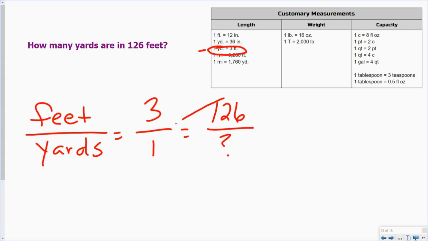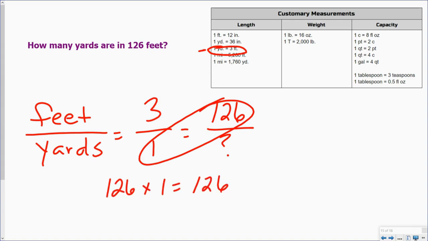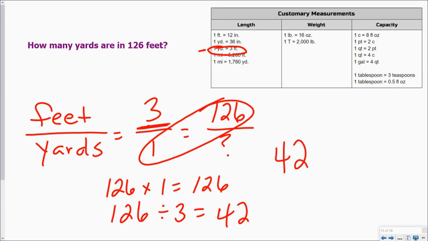So again, I will cross multiply. I'd have 126 multiplied by 1, which is 126. Then I would take 126 divided by 3, which is this 3 right here. And that would give me 42. So in 126 feet, there are 42 yards.